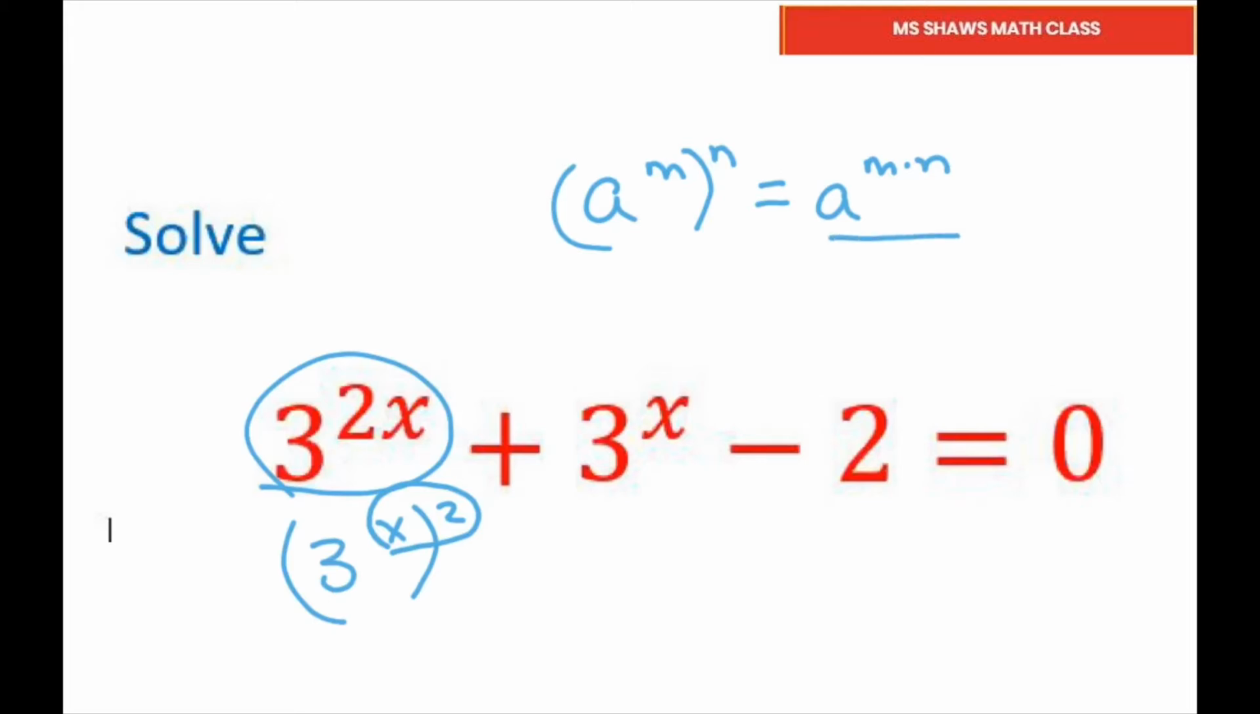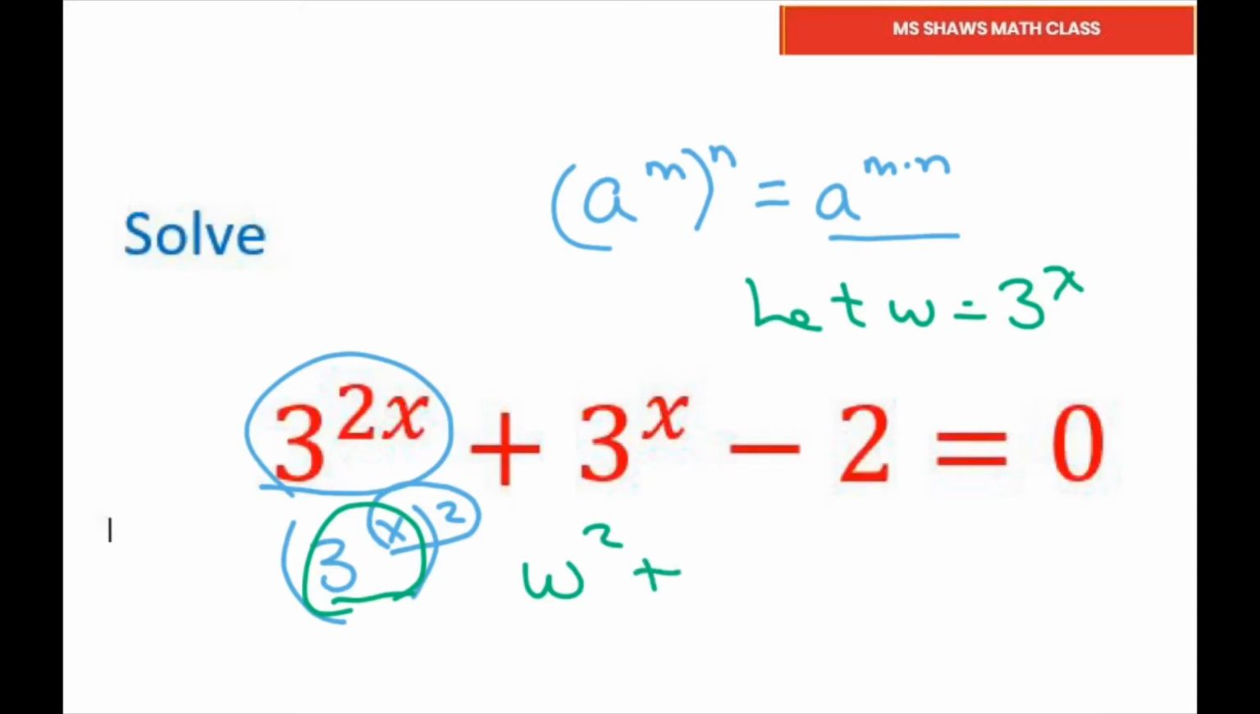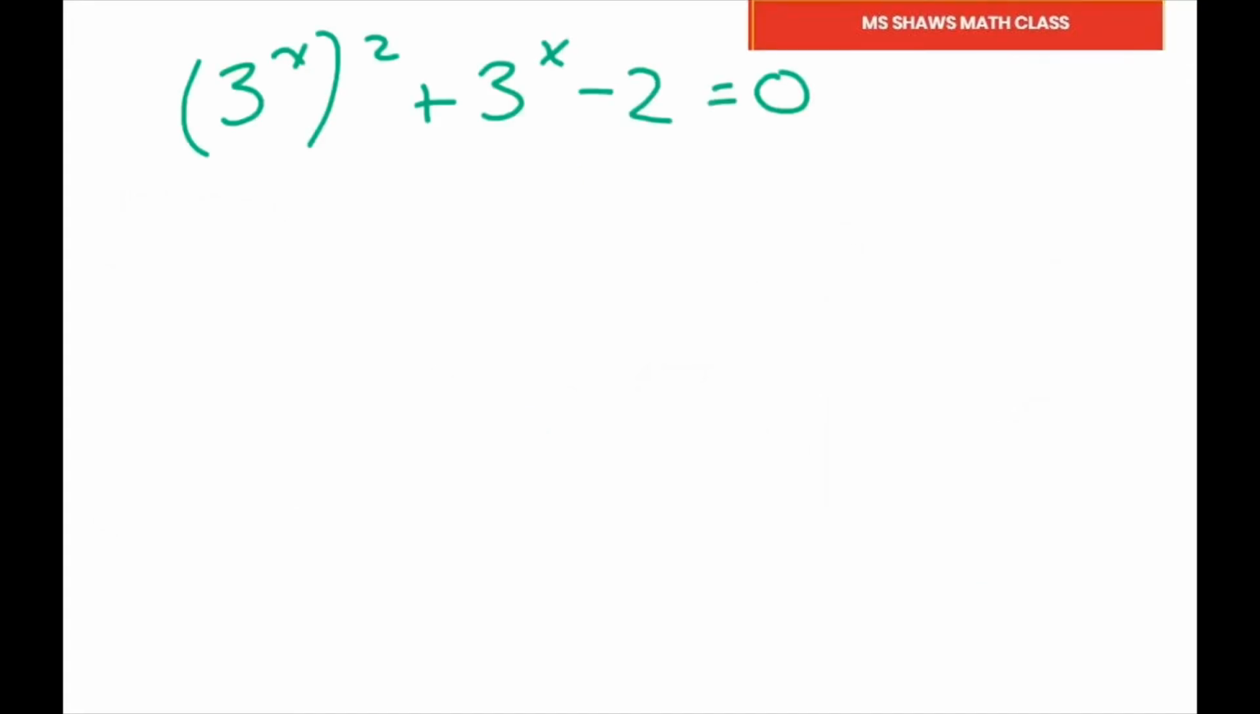Then if you want, you can let w equal 3 to the x and rewrite this as w squared plus w minus 2 equals 0, and then you would factor it. So let's get started. We have this, and if you want to, you can change this to w, so that would be w squared plus w minus 2 equals 0, where we're letting w equal 3 to the x power.